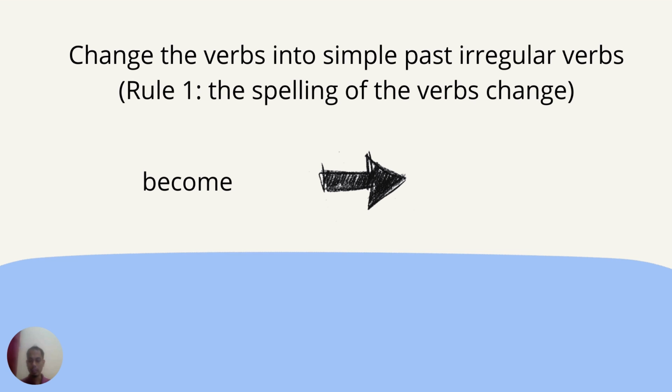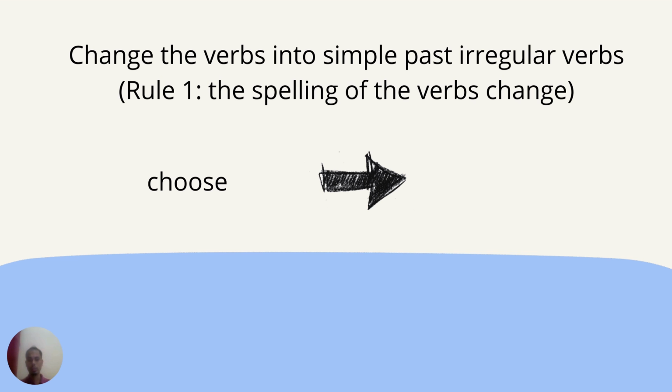Okay, great. The answer is became. Okay, became. Repeat after me, guys. Became. Okay, next, the verb choose. You have to change the spelling for the past tense form. So, what is the answer?